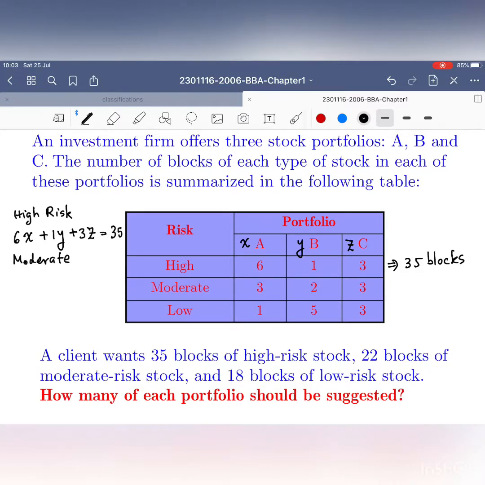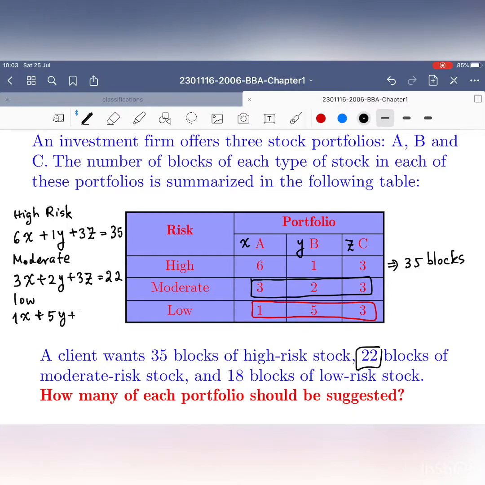How about the moderate risk? You do the same thing with this table. So you have 3X moderate from A, 2Y moderate stock from B, and 3Z moderate stock from C, and for the moderate one you need a total of 22. And the last one is the low risk. So here you obtain one row risk stock from A, 5 from B, and 3Z from C, and the total that you need is 18.